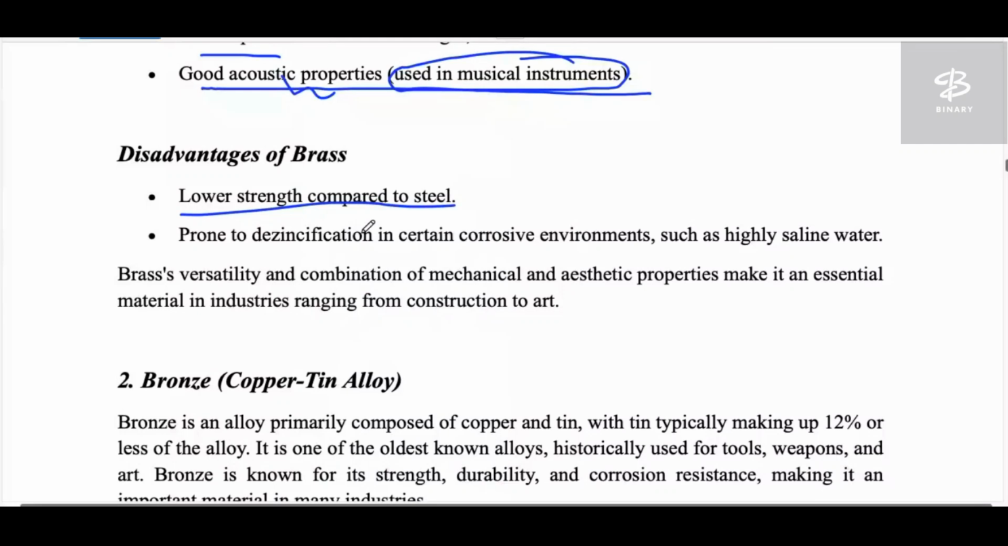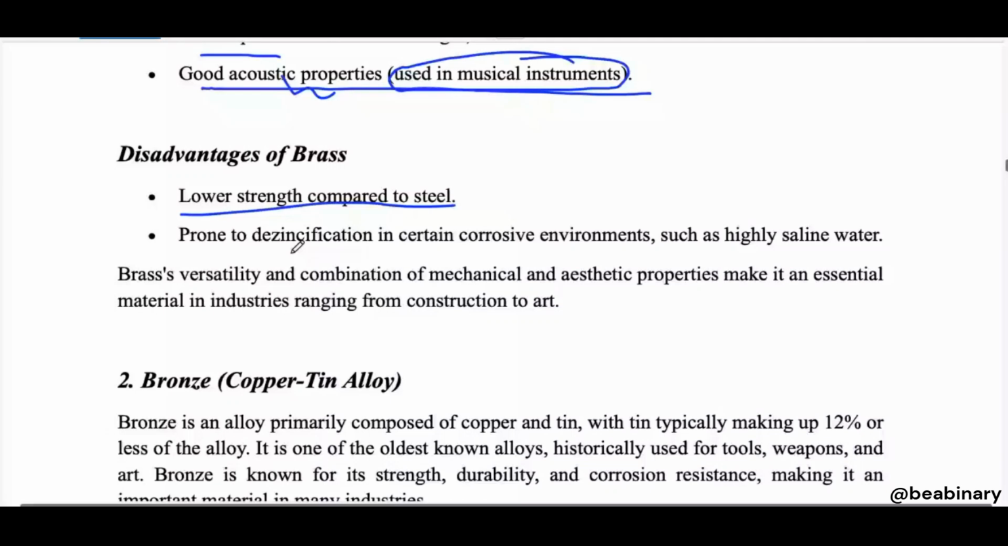Okay. So to attend, dezincification means zinc is basically going to be mixed into the copper. So de means we are basically removing the zinc from it. So dezincification occurs in certain corrosive environments, such as highly saline waters.